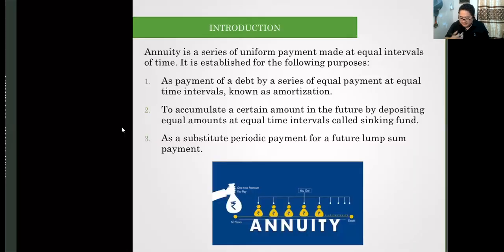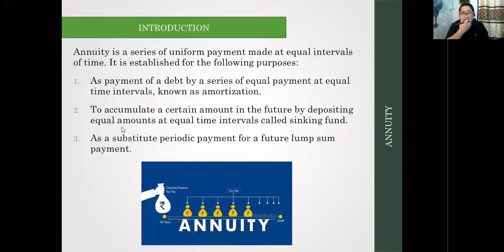Okay, next is yung annuity na tayo. Okay? So, annuity is a series of uniform payments made at equal intervals of time. So, it is established for the following purposes. First one is as payment of debt by a series of equal payment at equal time interval. So, known as amortization. So, example ito is halimbawa si home credit, no? Or halimbawa, kumuha tayo ng mga 12 months to pay ng mga appliances or gadgets.